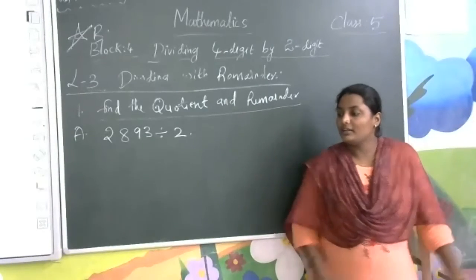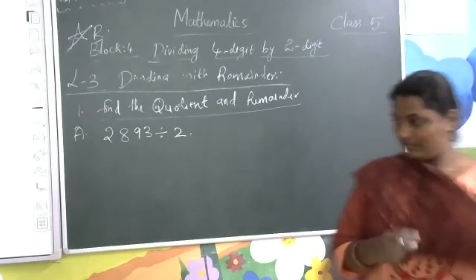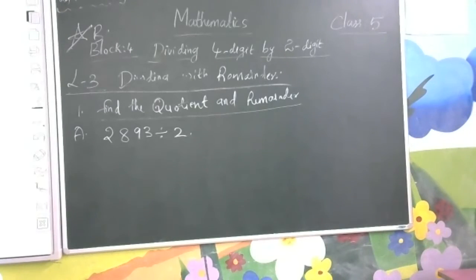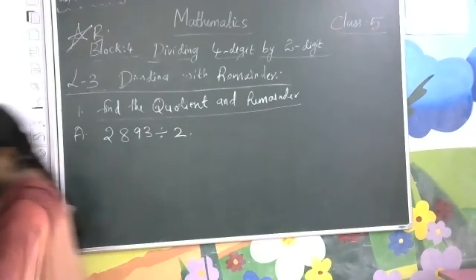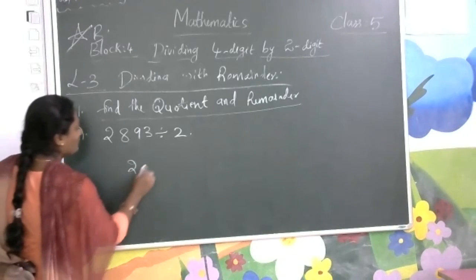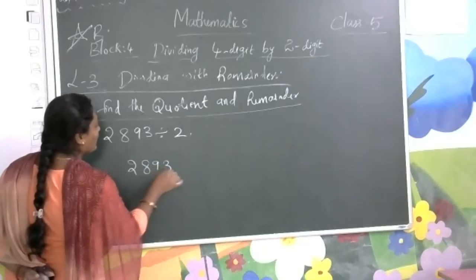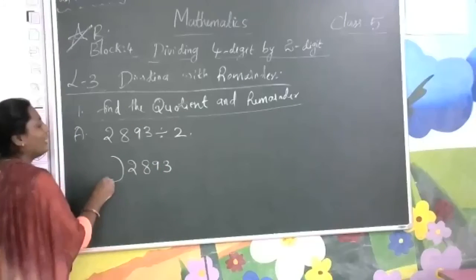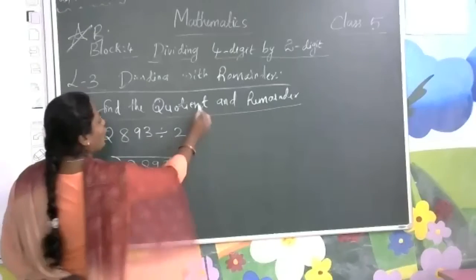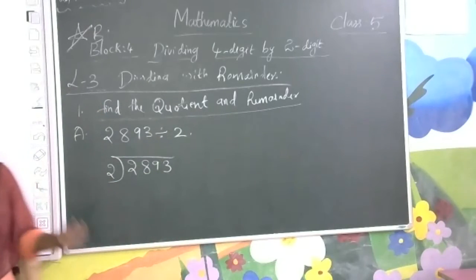So, I want to try that. Bhavish, will you say? Bhavish already said 2 answers. What about Bhavish? 2 table. Okay, you are ready now. Okay, ma'am. 2,893 is the dividend. What is the divisor? 2. So what you have to find? Quotient and remainder have to find.